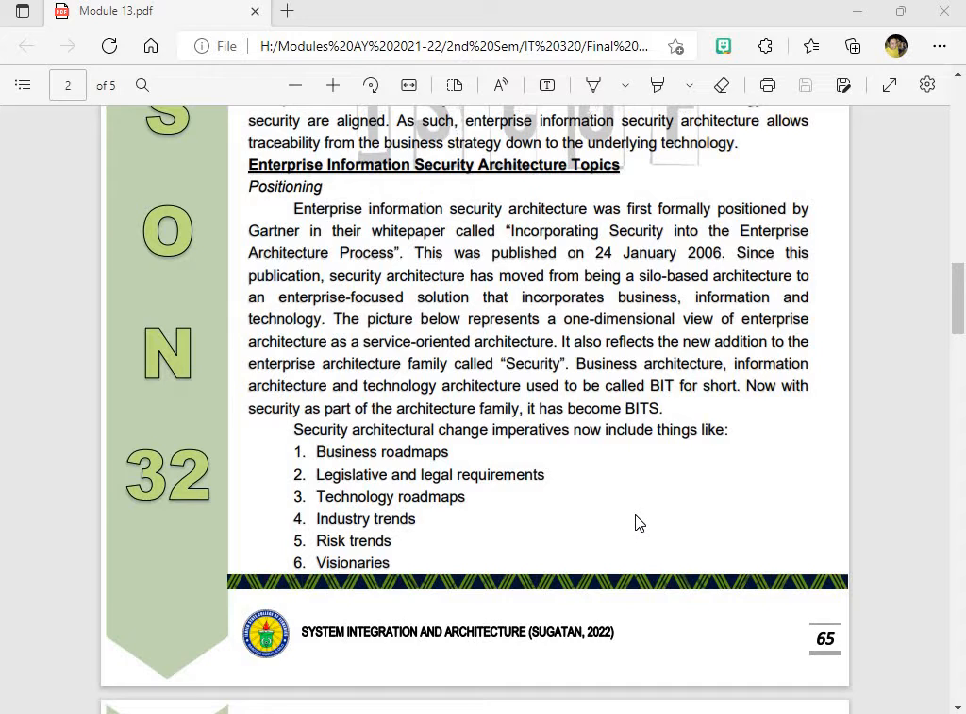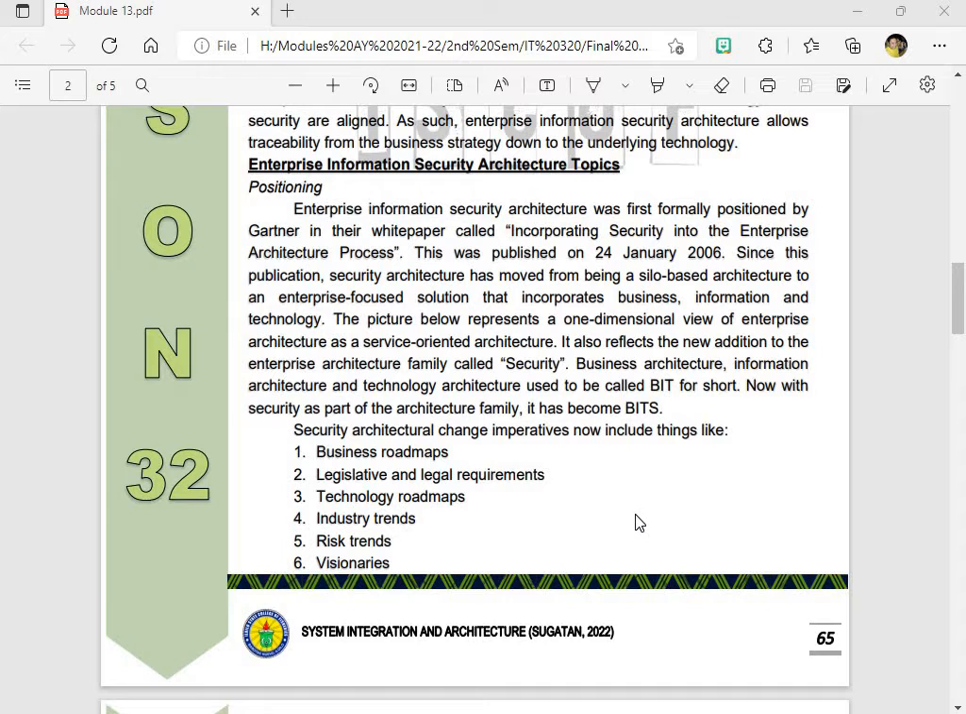Enterprise information security architecture was first formally positioned by Gartner in their white paper called Incorporating Security into Enterprise Architecture Process. This was published on the 24th of January 2006. And since then, security architecture has moved from being silo-based architecture to an enterprise-focused solution that incorporates business, information and technology. Silo-based architecture, this is the key word for that. Silo-based architecture is based only on the enterprise among themselves, wherein it involves only the in-house production of software.